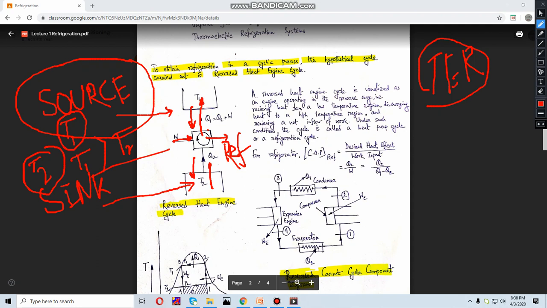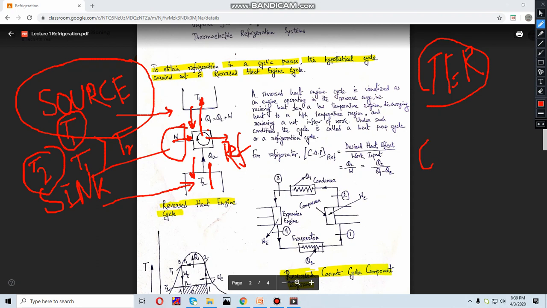So it is nothing but a heat engine operating in a reverse direction, heat being taken from sink and being rejected to the source. In general, when you are dealing with a heat engine, heat is being taken from the high temperature source and rejected to the low temperature sink. But in case of a reverse heat engine, the heat will be transferred from the low temperature sink to the high temperature source. And the most important part is that there is some amount of external work being provided to you. So this is the concept of reverse engine.